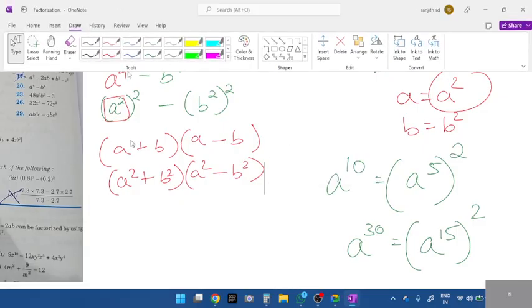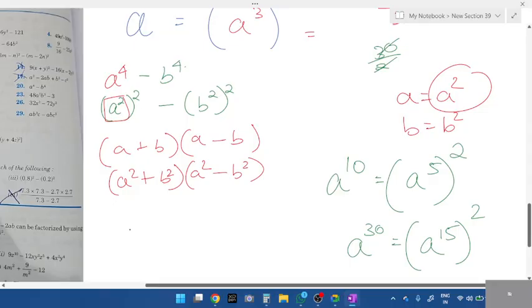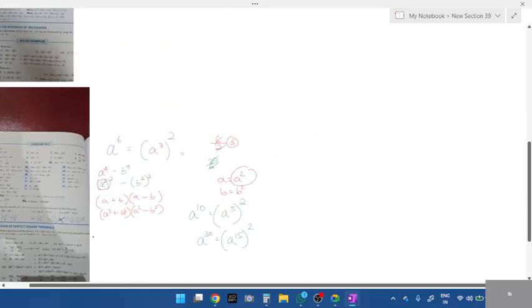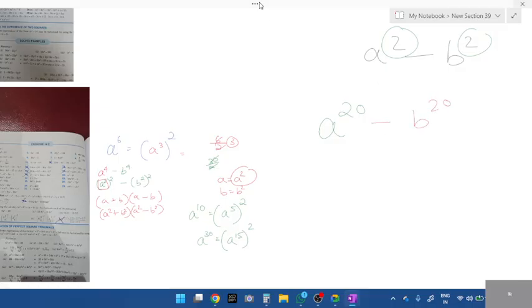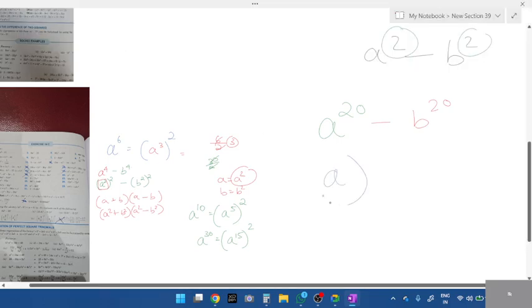Only 2, because which formula are we using? A square minus b square. What's the power we have outside? Only 2, right? So even if a to the power of 20 is given, we don't take a to the power of 20. How do you convert this? Correct. When you divide by 2, what do you get? Outside it should be 2. Divide 20 by 2, what should I write inside? 10. Very good.